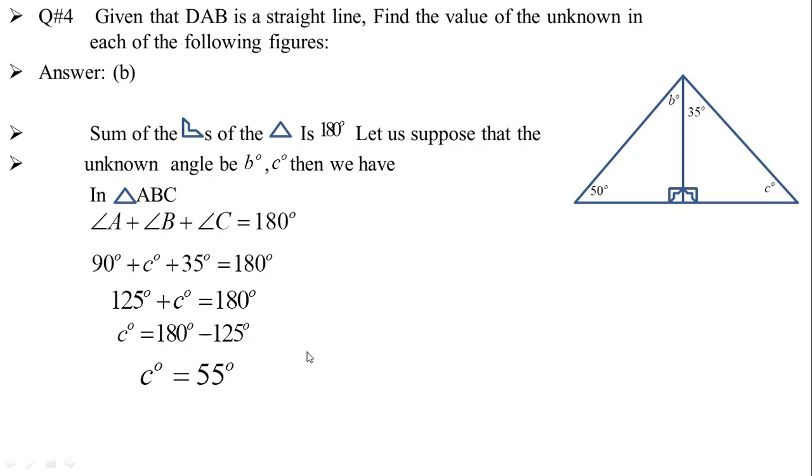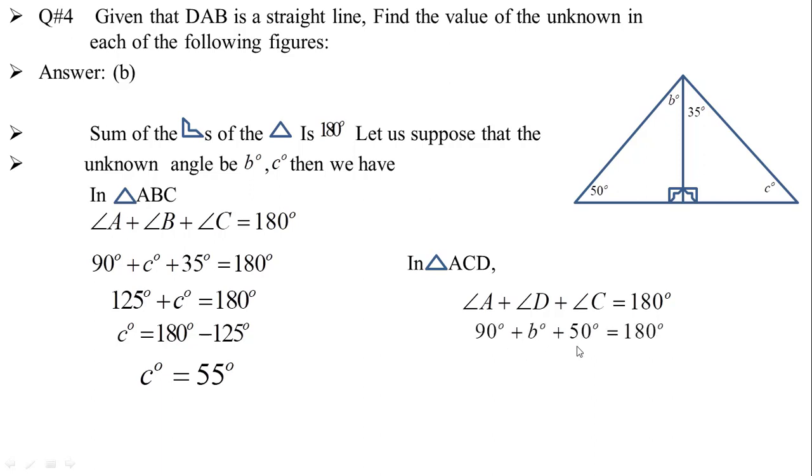Now we can find the other unknown value B. Take the other triangle ACD. In triangle ACD, the angle A plus B plus C is equal to 180. Angle A is 90 degrees, D is 50 degrees and C is B degrees. Then we can write that 90 plus B plus 50 is equal to 180. So 90 plus 50 is 140 plus B is equal to 180. B degrees is equal to 180 minus 140. B degrees is equal to 40 degrees.